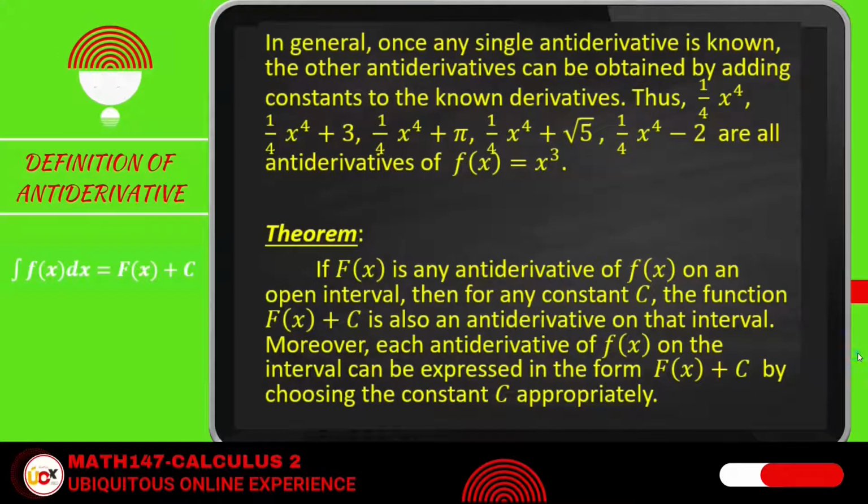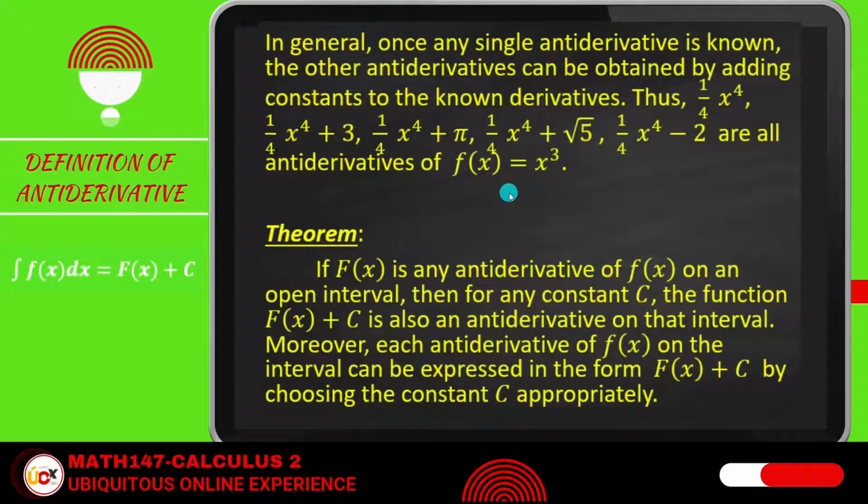In general, once any single antiderivative is known, the other antiderivatives can be obtained by adding constants to the known antiderivative. Thus, 1/4 x to the fourth, 1/4 x to the fourth plus 3, 1/4 x to the fourth plus 5, and so on, are all antiderivatives of the function small f of x equals x cubed.